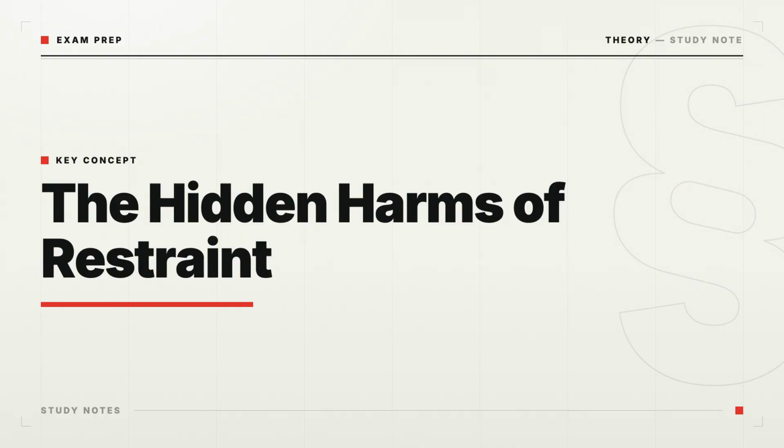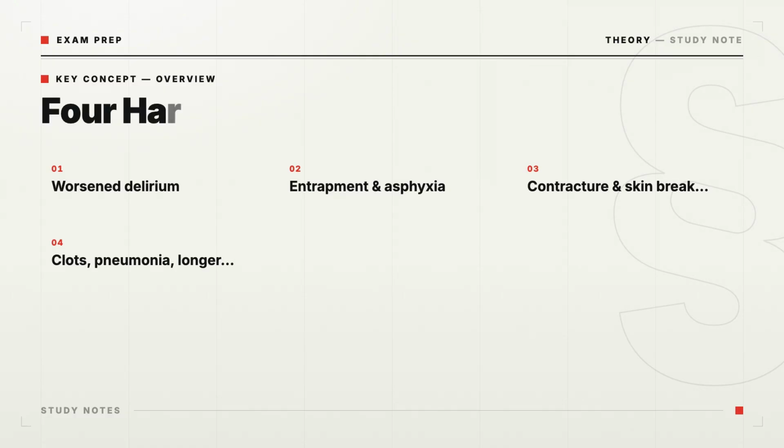Restraint looks like a neutral safety tool, something that simply holds a patient still until danger passes. But in a frail older adult, restraint creates new dangers of its own, and those dangers can be worse than the problem it was meant to solve.